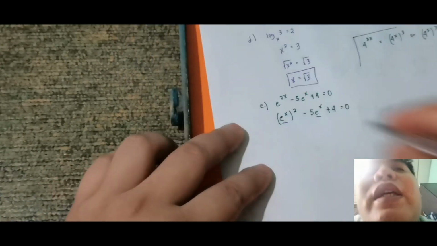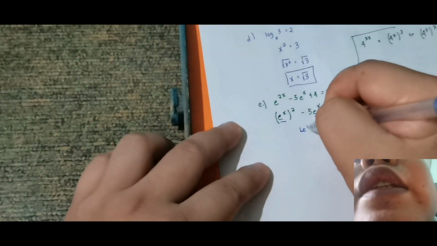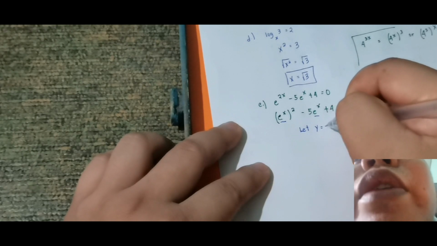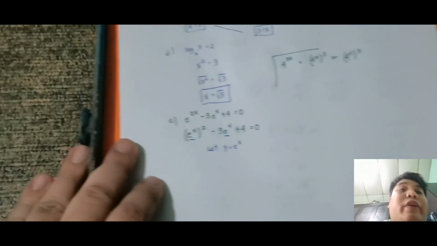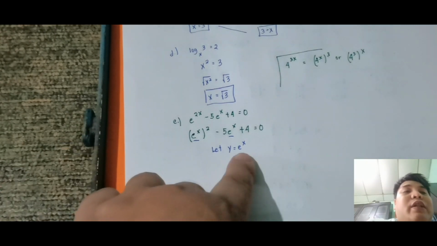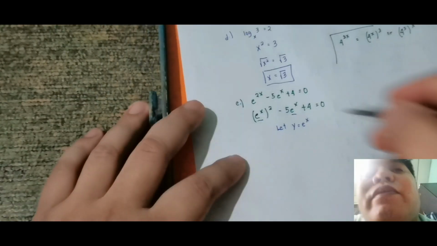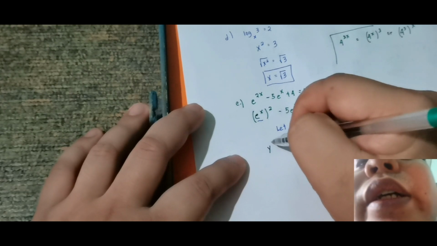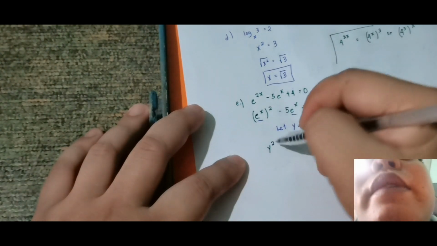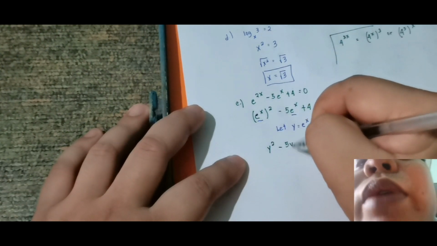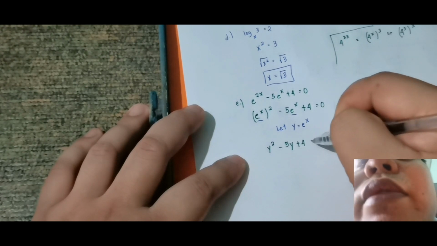Okay, so magle-let lang si sir, no? So, let natin na y is equal to e raised to x. So, na-let ko lang. So, pwede mo rin gawin, pwede mong hindi. So, yung let y is equal to e raised to x, that is, simply, magiging y raised sa 2, so y squared na siya, minus 5y plus 4 is equal to 0.